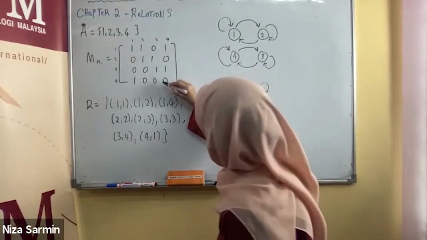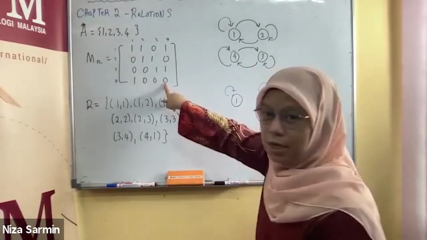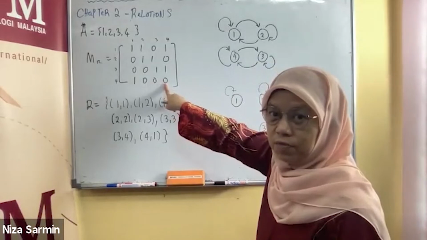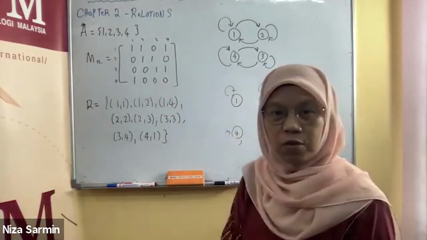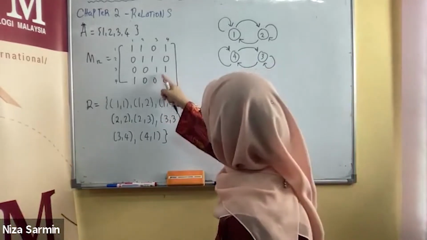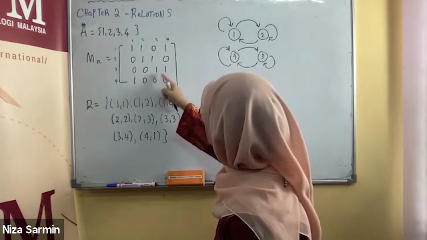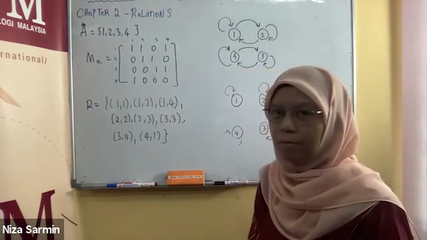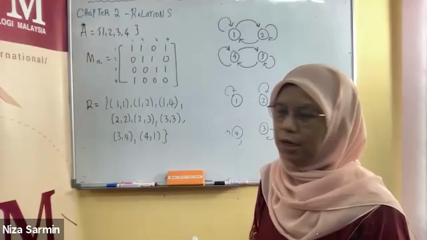So this is not reflexive, right? Because there is no 4, 4, not reflexive. Or you say 4, 4 is not in R. This is not symmetric, right? Because you have A R B but not B R A.